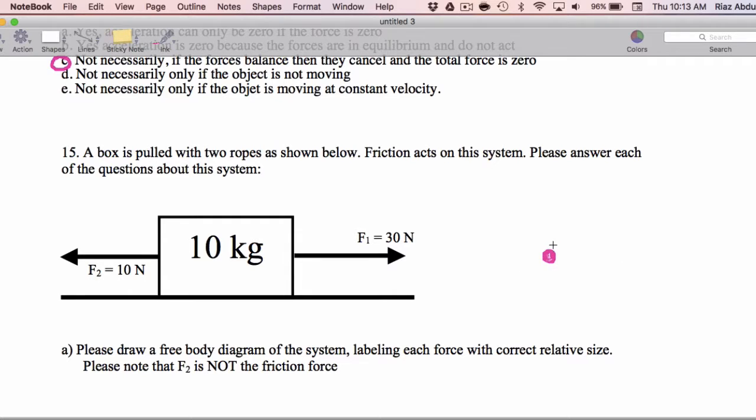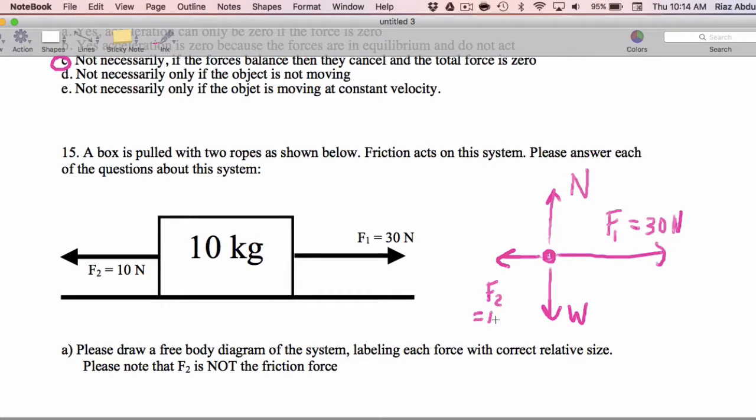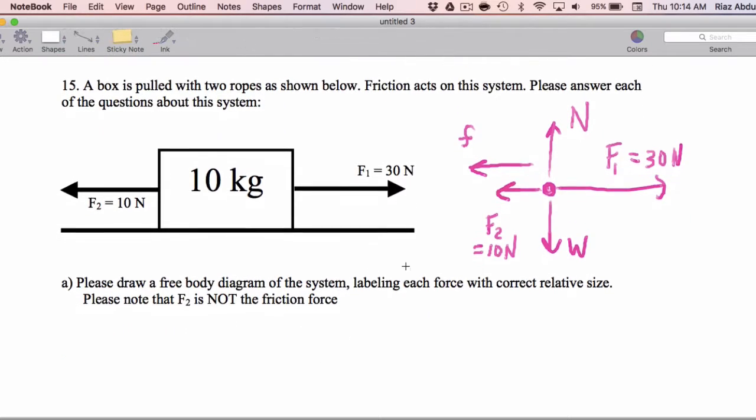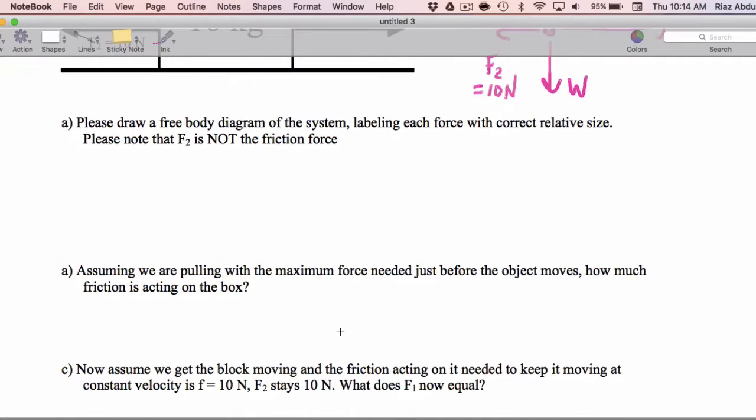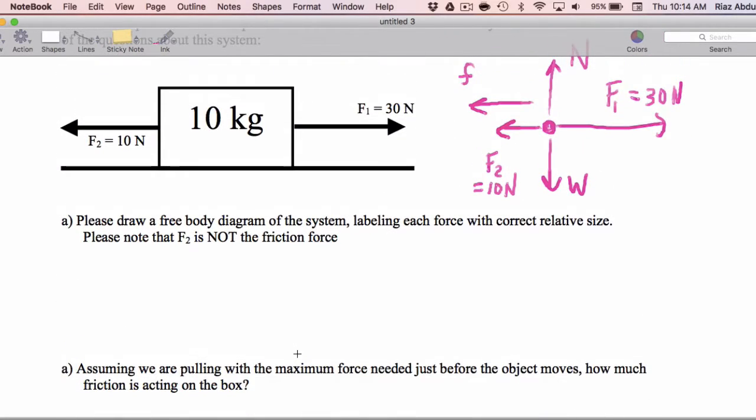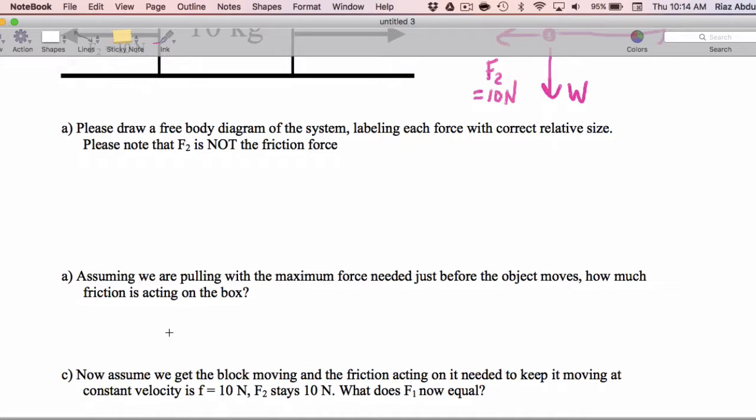Let's answer the question. So we've got the normal force and we've got the weight. They should balance. We've got this 30 Newton force here, which is F1. We've got F2, which is a little smaller. That's 10 newtons. And there should be like a little 20 Newton force here. Actually, we just have friction force there, but we're going to actually calculate it. So there we go. Now, let's figure out how much friction acts on the box by setting up the equations.